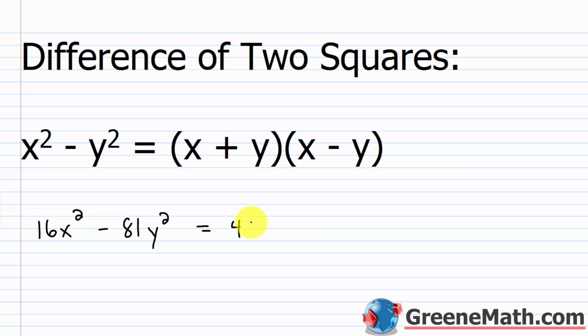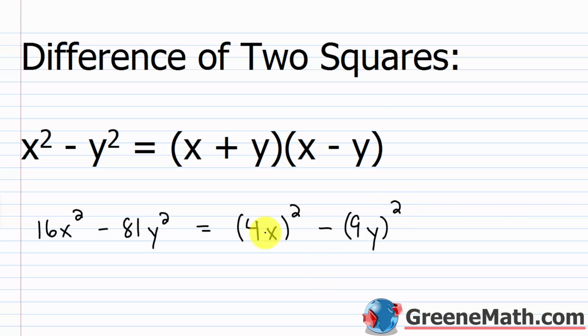So I'm going to write this as 4x, and this whole thing is being squared, right? Don't change this into just 4x squared because that would not be correct. These are not going to be equal because the 4 is not squared there. So you have to account for that and put this inside of some parentheses. So 4x is being squared minus the square root of 81, which is 9. And we know y is being squared. So 9y, and this whole thing is being squared.